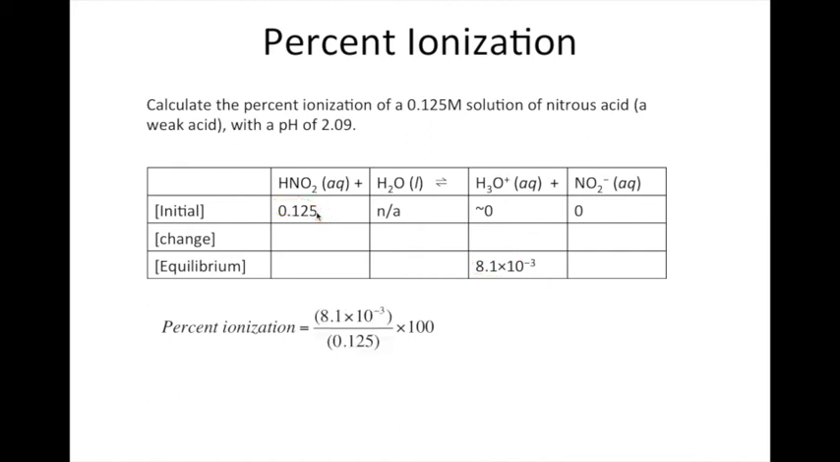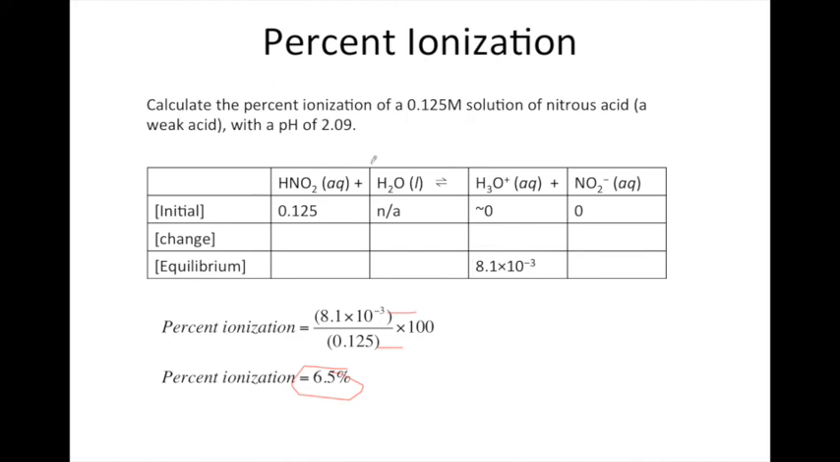So let's plug these numbers in and solve. We plug in our hydronium and our initial concentration times 100, and we get 6.5%. So again, we can compare that to other acids to get a measure of how strong or weak they are. I also want to mention one other thing.